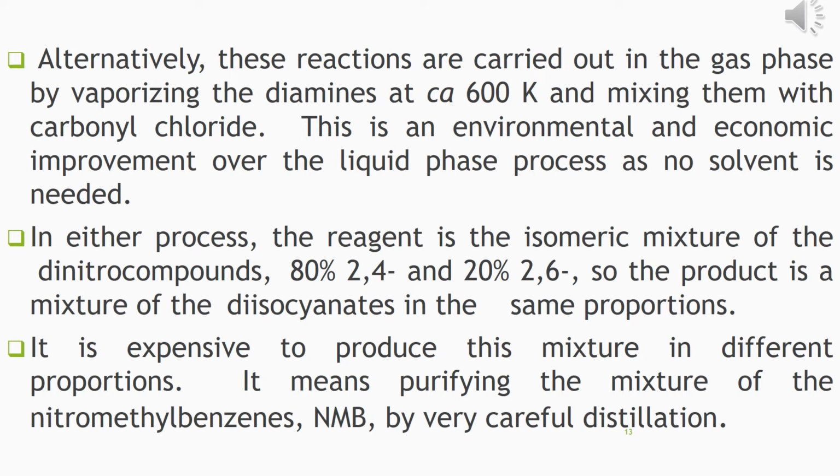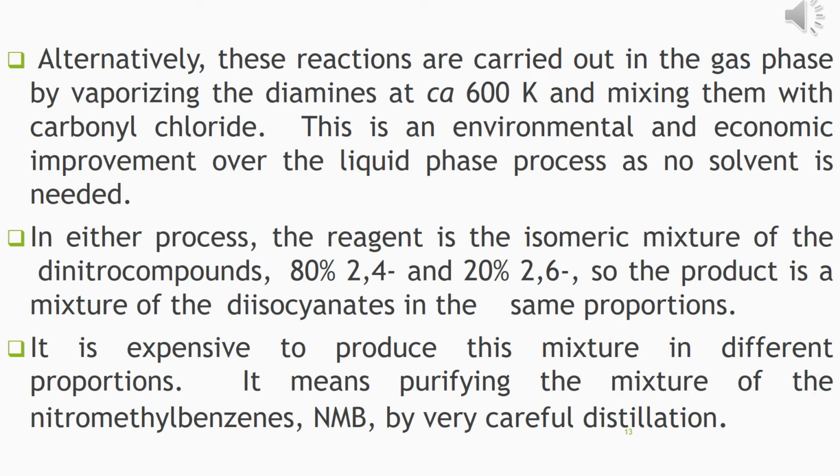So what have we seen? That we can do two processes. Either we can do the nitration of the toluene, then the dinitration, then the reduction of the mixture of dinitrobenzenes, a mixture of two isomers, and then we can convert that amine into the isocyanate by reaction with phosgene.